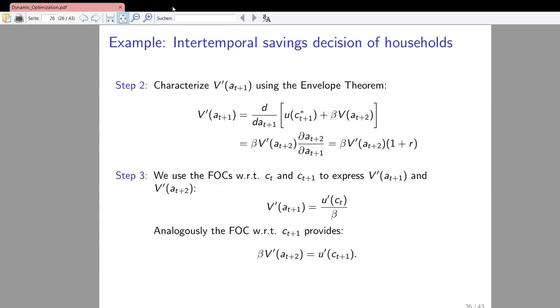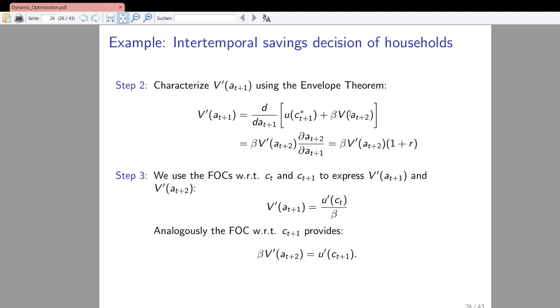Now in the second step, we again characterize the derivative of the value function with respect to assets at time t+1 using the envelope theorem. So we have the derivative here, and we have the derivative on the right hand side of the Bellman equation with respect to assets at time t+1. Now the first part here only contains consumption at time t+1, so it drops out when we take the derivative with respect to assets at time t+1.